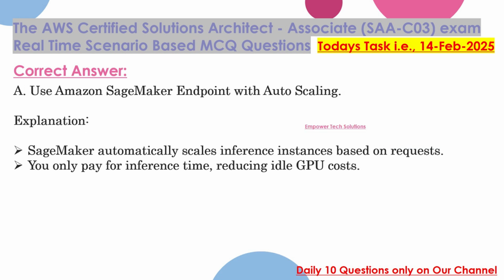Correct answer: A. Use Amazon SageMaker endpoint with auto-scaling. Explanation: SageMaker automatically scales inference instances based on requests. You only pay for inference time, reducing idle GPU costs.